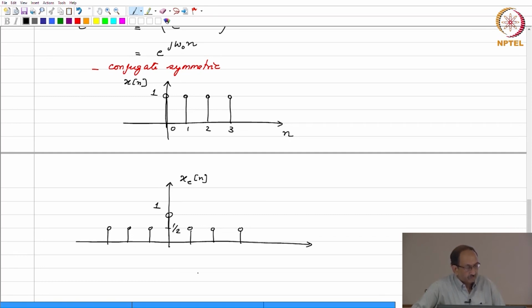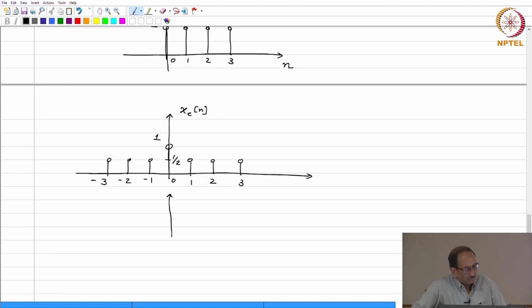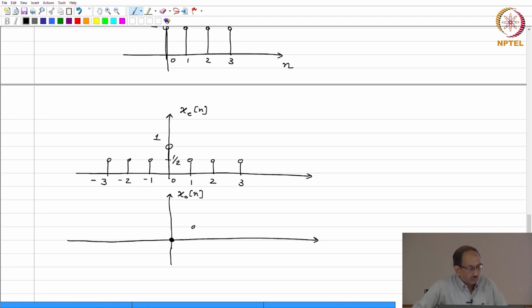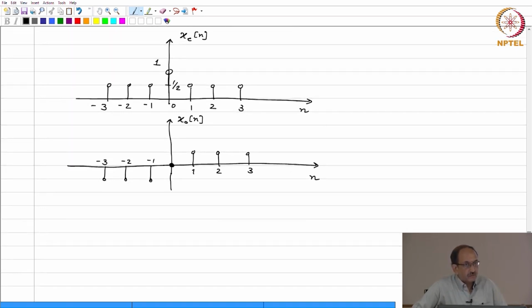and this value is half. So this is the even part, and the corresponding odd part, this sample value will always be 0, and for x_o of n, if you take x of n minus x of minus n by 2, this is the odd part, and if you add x_e plus x_o, you get back your original signal. There is nothing surprising here.